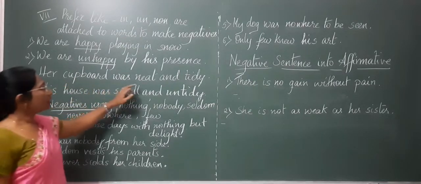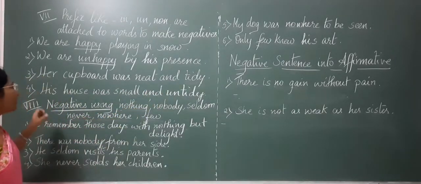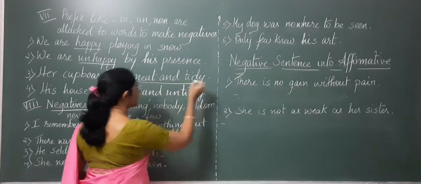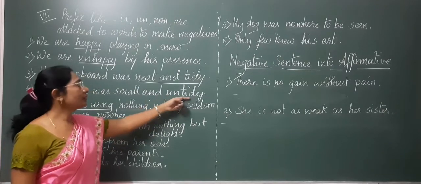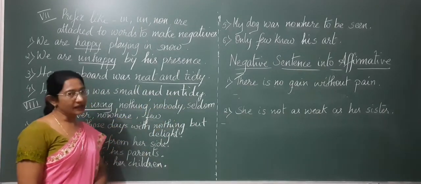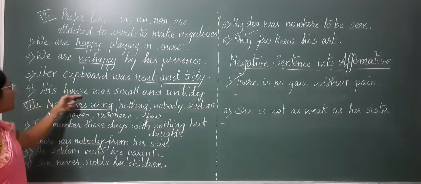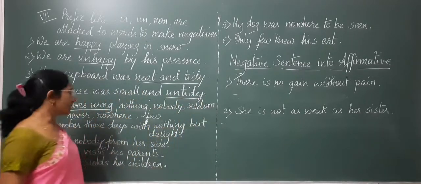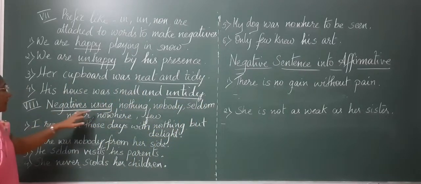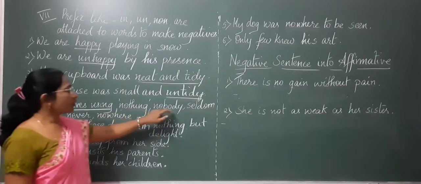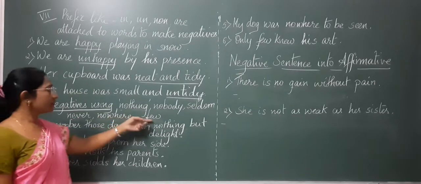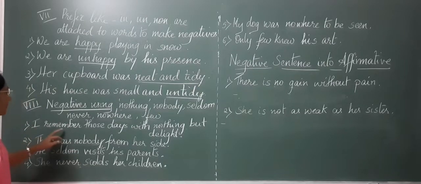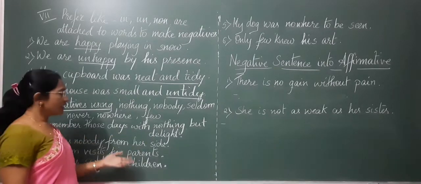Her cupboard was neat and tidy. So here, neat and tidy tells that the sentence is a positive sentence. But when we prefix un to tidy, it makes the word negative and the sentence becomes negative. His house was small and untidy. Untidy is a negative word.